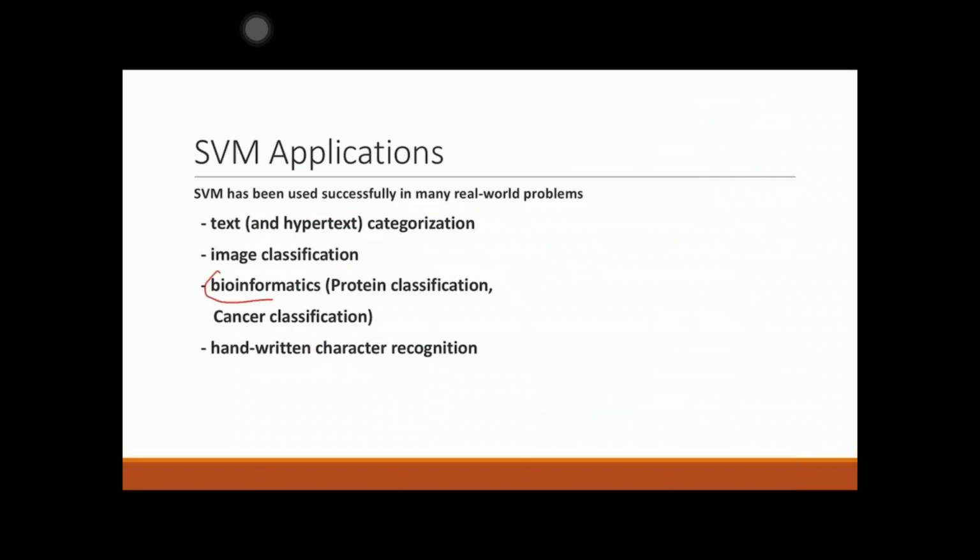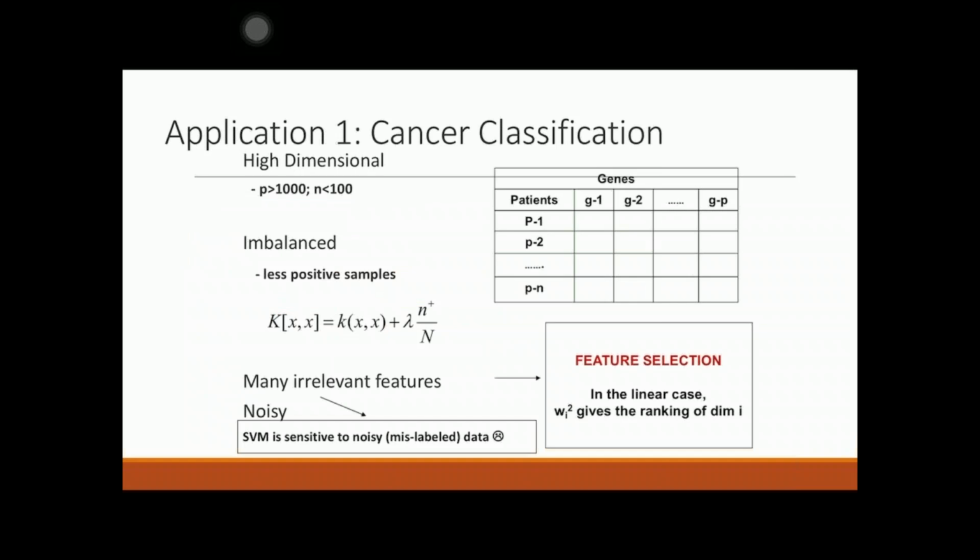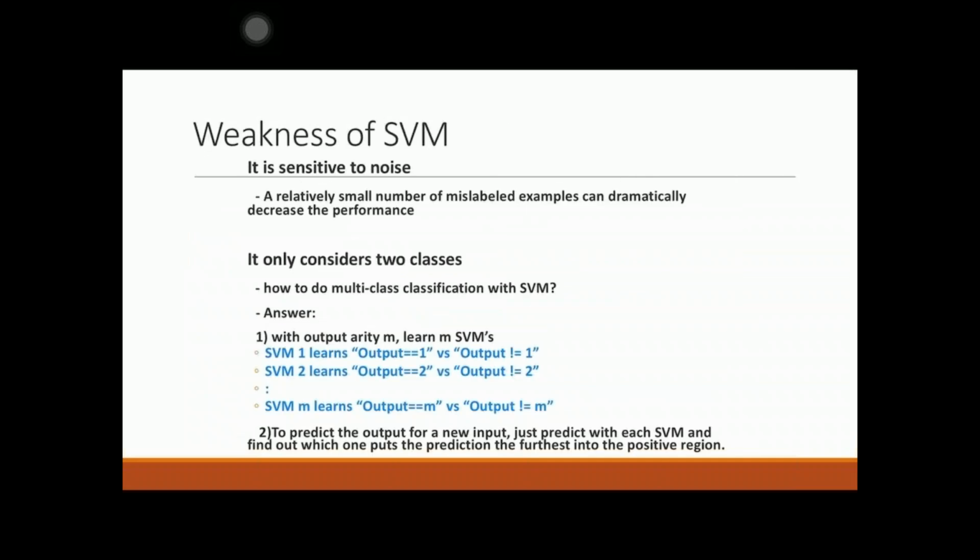See, bioinformatics, protein classification, cancer classification, right? In these cases, you don't have too much data to deal with, but you have a lot of features. So that's why SVM works pretty well on these. It is very sensitive to noise, as you said, because it depends on just only two support vectors, or just 2 points. If I move them here and there, I'll end up with a completely different model.